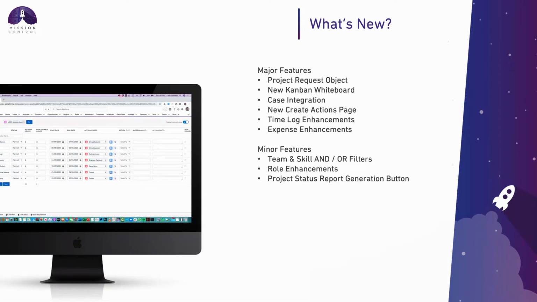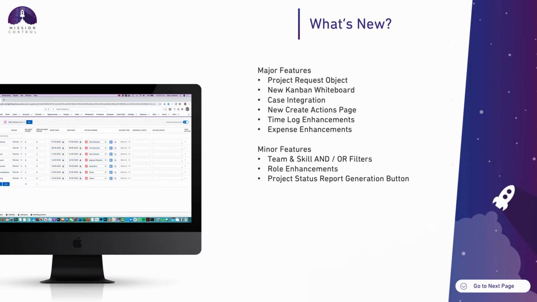So some of the main features that we've got coming in this release are a new object that will allow you to create project requests. You can also take a look at the brand new Kanban whiteboard. There's been a major overhaul on the existing main whiteboard. We've added some additional logic into some components that will allow you to integrate time logging through to the case object. The existing Create Actions page has been rebuilt and additional functionality has been added to that. And some enhancements around the time log and expense objects, preventing you from deleting records in specific scenarios.